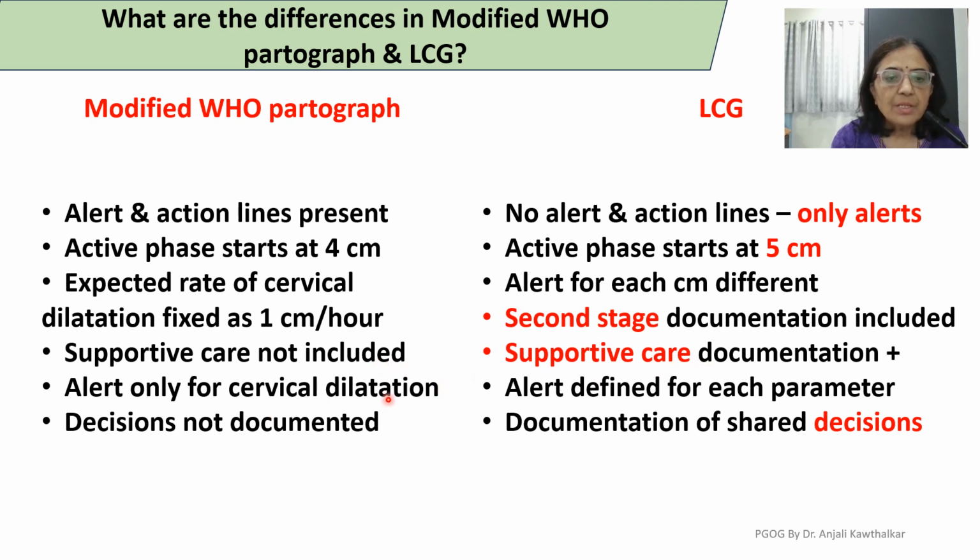Alert was only for cervical dilatation. Alert line, action line only for cervical dilatation. Whereas now we have a defined alert for each parameter. Documentation: decisions were not documented in the previous modified WHO partograph, whereas now the documentation of shared decision is mandatory.